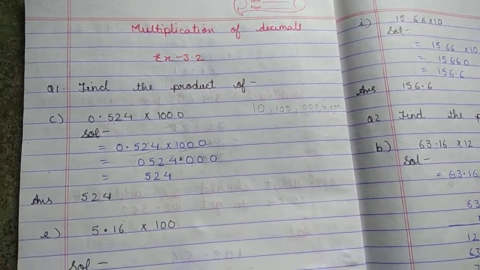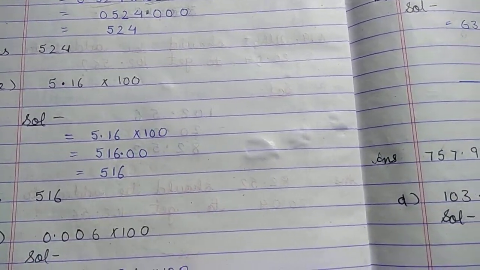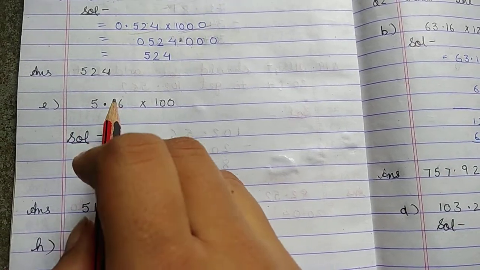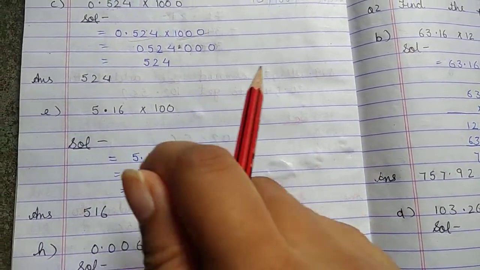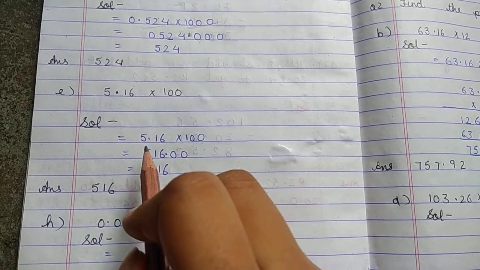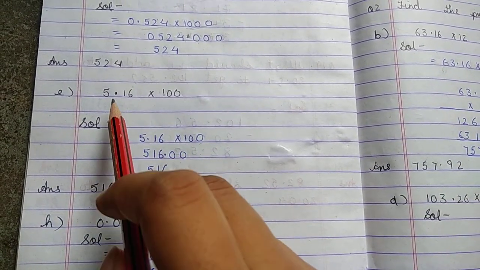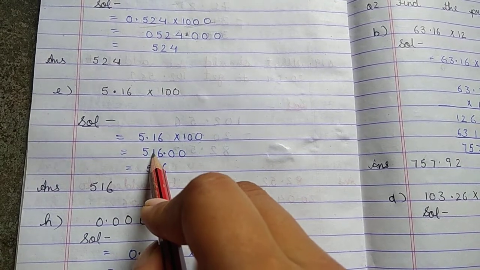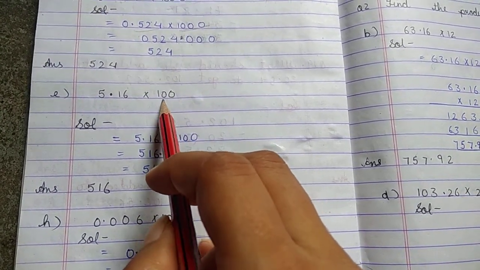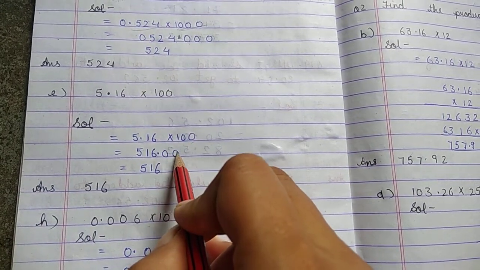Second part of this question is also similar. Here you have to multiply 5.16 by 100. Doing it in a similar manner, just copy down the question, and first write all the digits of the question, 516, and then we'll count the number of zeros in 100, 1 2. Place those 2 zeros also.